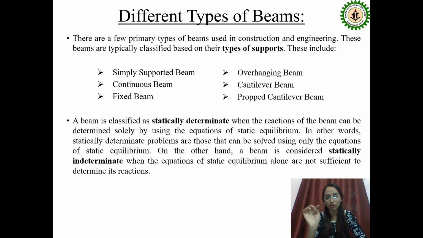That is, summation of Fx equals 0, summation of Fy equals 0, and summation of Mz equals 0. That is, the equations of static equilibrium are these 3 equations. If the reactions generated in the beam at the supports can be easily determined with these 3 equations, then it is known as statically determinate. On the other hand, a beam is considered statically indeterminate when the equations of static equilibrium alone are not sufficient to determine its reactions.